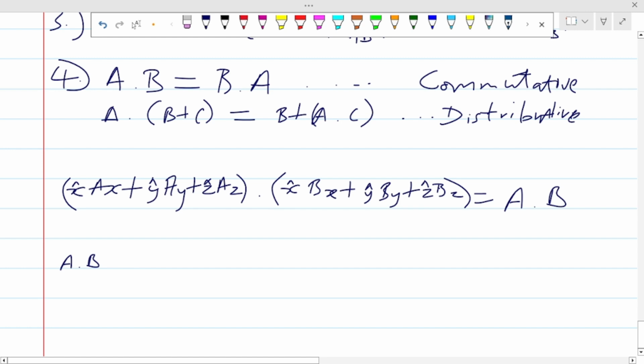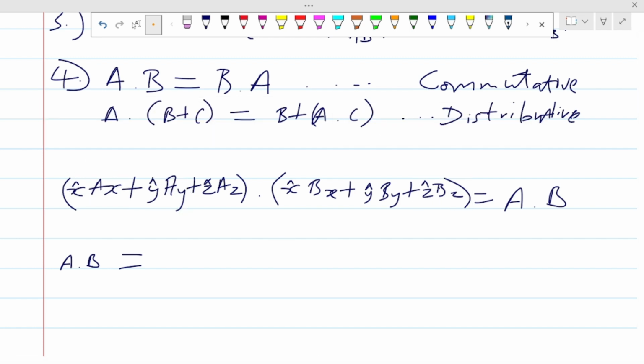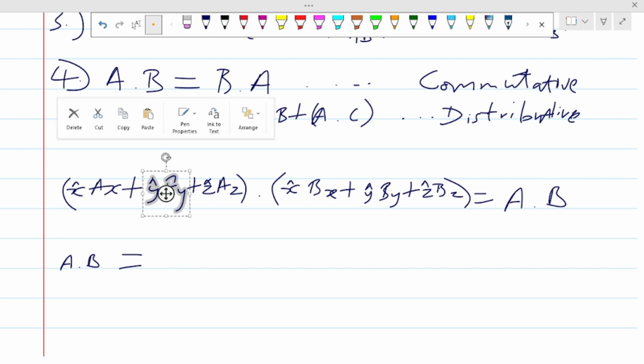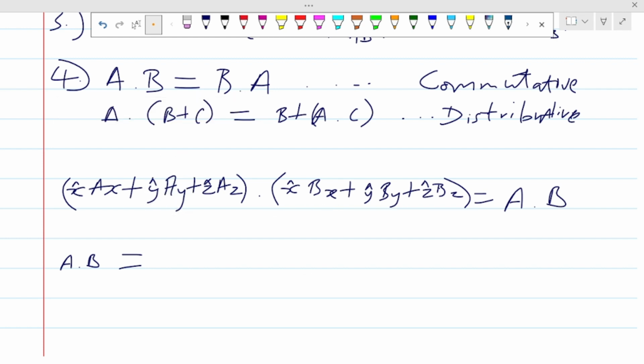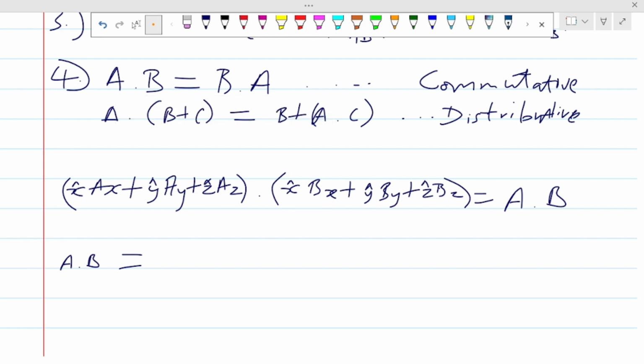Now A dot B, so let's do our multiplication and see. A dot B, so this will multiply everything here. This first term will multiply the first term, that will give us an answer here. This same first term will multiply the second term, that will give us an answer here. This same first term will multiply the third term, that will give us another answer. So we have 3 answers here. Then the second term will do the same thing, multiply first, multiply second, multiply third. We have another 3 answers, 6 terms. Then the third term here will multiply the first term, second term, and third term. So I have that.